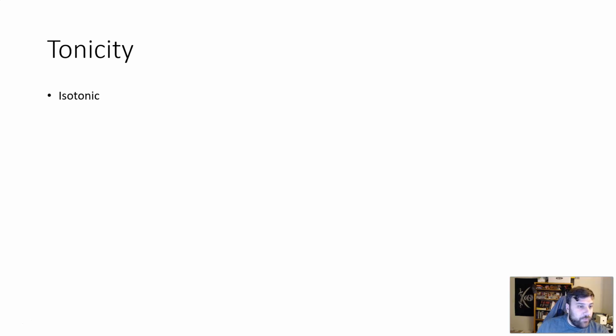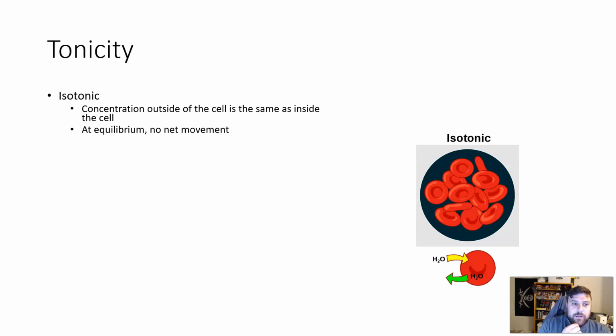Our first type is what is called isotonic. Iso meaning same, tonic referring to a mixture or a solution. This is when the concentration outside of the cell is roughly the same as the inside of the cell. It is at equilibrium. There is no net movement in one direction or the other. So, as we can see from the diagram, the amount of water going in is the same as the amount of water going out. The cells will stay in their normal, healthy shape.